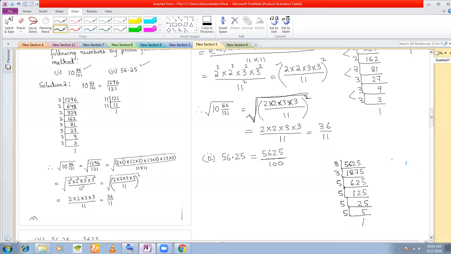Now you can either write 100 as 10 square or you can prime factorize 100 also.